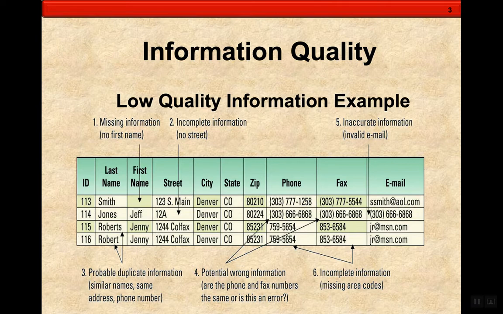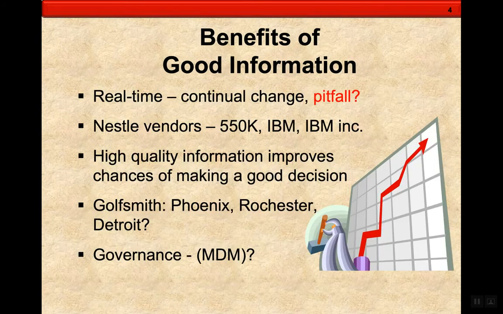Obviously your decision making is only going to be as good as the data. If you have bad data, the odds of you making a bad decision is a likelihood. So the benefits of good information are, as we say, improving the chances of making a good decision. It's a good thing to have. It's really a desired situation.